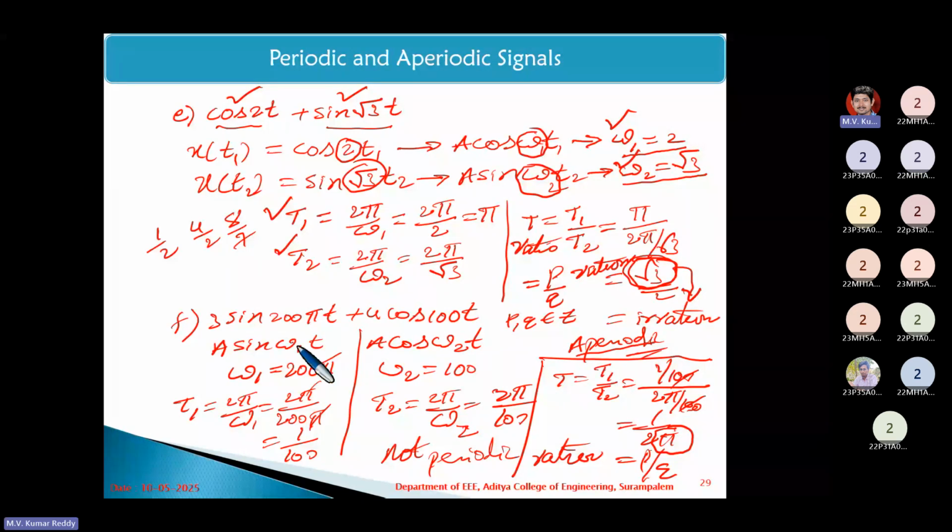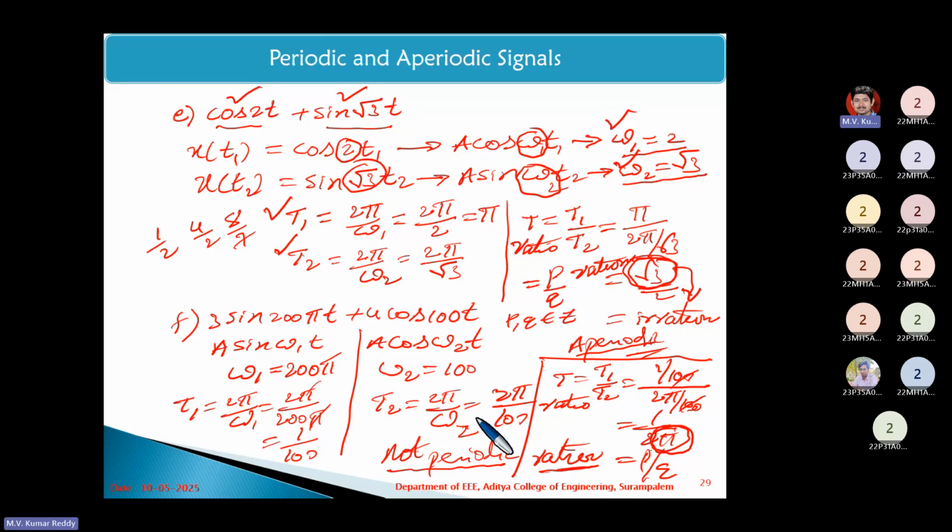Next, let's look at this. Here omega 1 is 200 pi, here T1 value is 1 by 100. Omega 2 is 100, T2 is 2 pi by 100. Now we have to calculate the ratio. T1 by T2 value is 1 by 2 pi. Pi is an irrational number, but we want a rational number. So it is irrational. Hence it is called not periodic, or aperiodic.